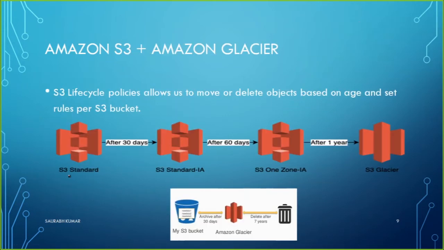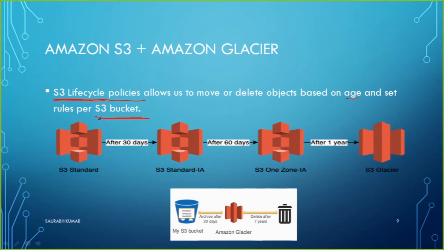Now we are going to move to the next thing, that is lifecycle actually. Before we go for lifecycle, let's try to understand this diagram here. There is a term called S3 lifecycle. There is a management policy, we can say, that is called the S3 lifecycle management policy. The S3 lifecycle policy actually allows us to move or delete objects based on their age and the rules set on the S3 bucket.